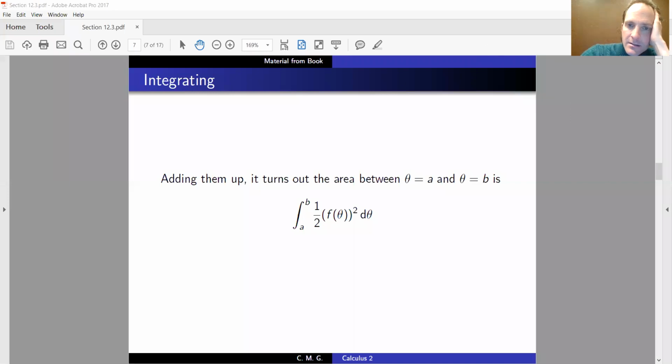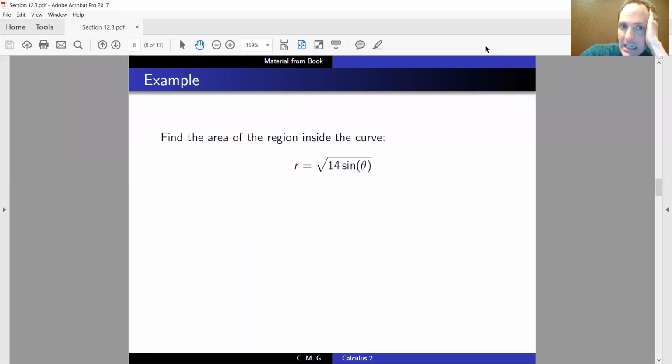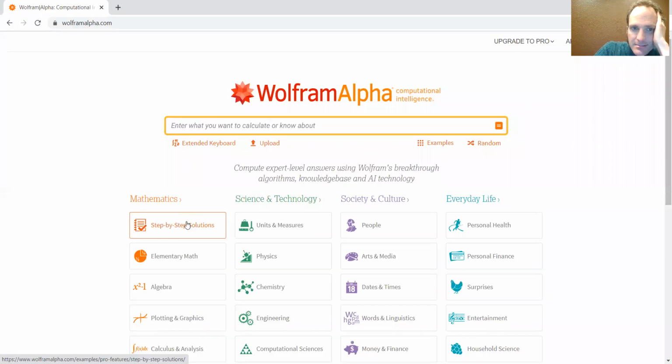Cool. So it turns out this is actually really nice. Now, the hardest part will be figuring out your limits of integration. So I want to find the area inside of this curve, which is 14 sine theta. You know, that's not an easy task, because I need to figure out, well, what is that region? So let's look at it.